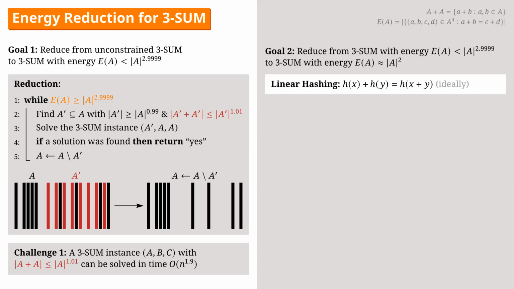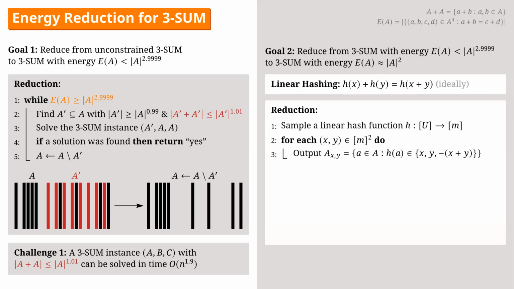Let me first introduce, very sketchily, what I mean by linear hashing. By linear hashing, I mean a hash function which satisfies this equation: whenever you have h of x plus h of y, this is also equal to the hash value h of x plus y, in a very idealistic setting. Don't worry too much about the details here. So it's known that there are many nice linear hash functions or something like almost linear hash functions. So the reduction does the following. We sample a linear hash function from the universe of the threesome instance to some number m of buckets.